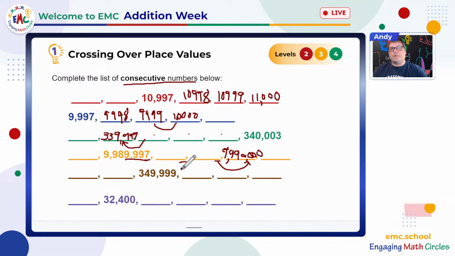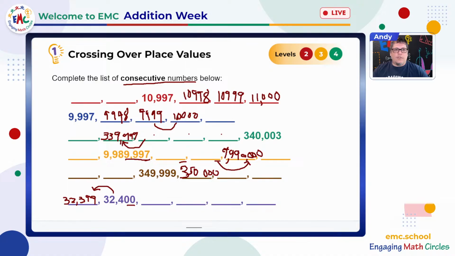This one rolls over right away. We get 350,000. And this one rolls down before. The zeros become nines. The 4 goes down by 1. And the rest stays. 32,399.